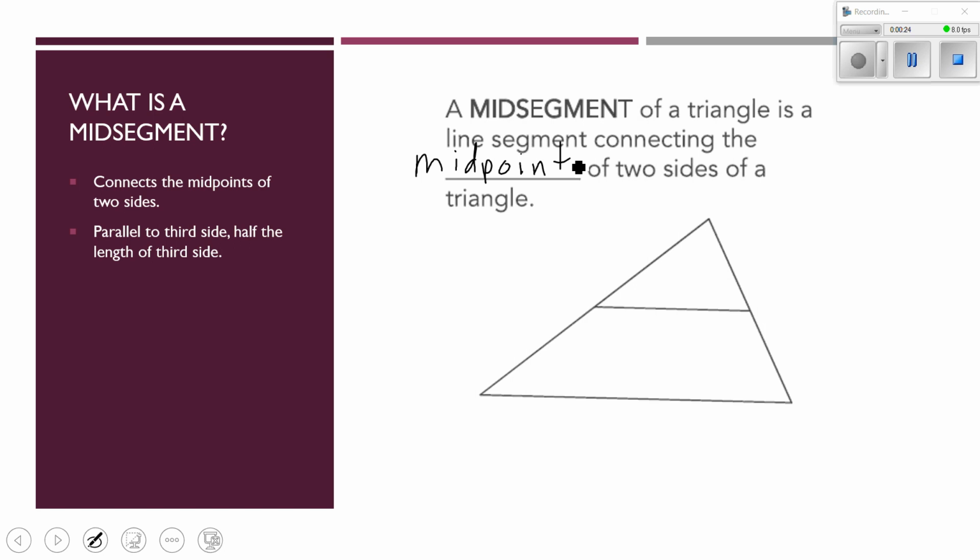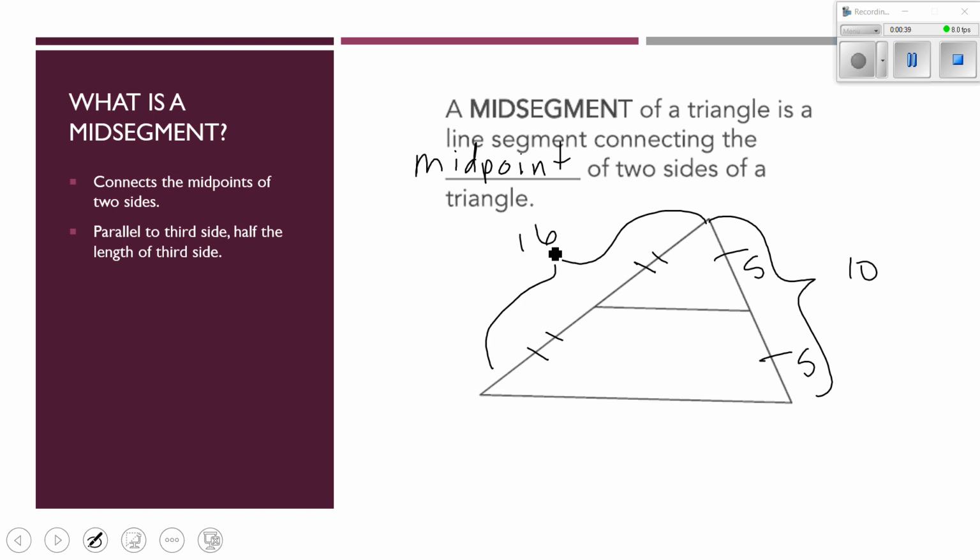So what that means is this right side will be cut into two equal pieces, and this left side will be cut into two equal pieces. Therefore, if the whole length here was 10, it is now 5 and 5. And if the whole length here was 16, it's now 8 and 8. The two midpoints connecting in a line make up the midsegment.